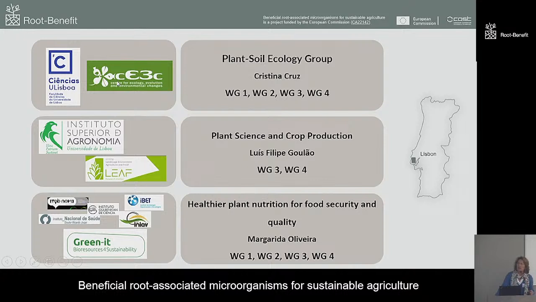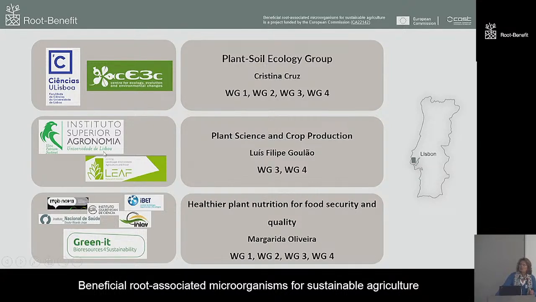In here we have the group of Cristina Cruz that deals with plant-soil ecology. It works mainly with rhizobia and arbuscular mycorrhiza, but also other bacteria, and is one of the oldest groups working with soil microbes, and its work fits in or addresses the objectives in all of our 4 working groups.